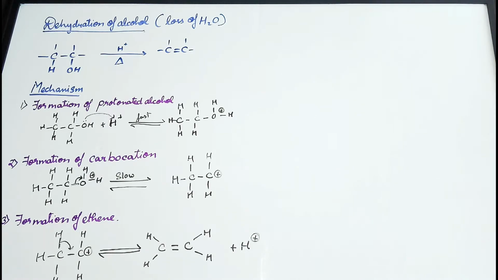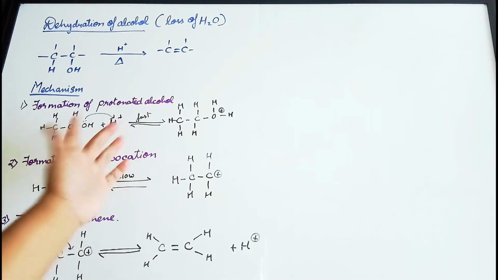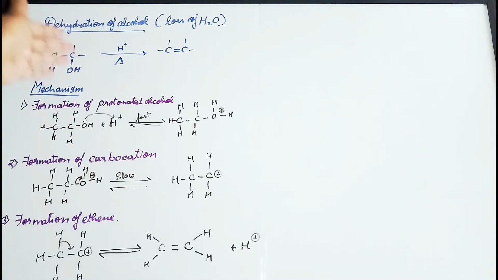So what are we doing first? The protonated alcohol is formed. This is by the lone pair of electrons attacking the H plus. And this is the fast step. And the H plus, why is it present? It's because of the presence of an acid. It is done in the presence of an acid. And in the case of primary alcohols, we are actually using a strong acid like H2SO4.